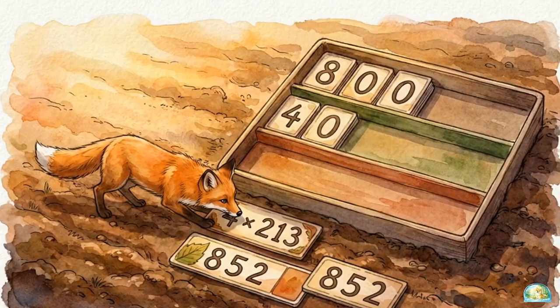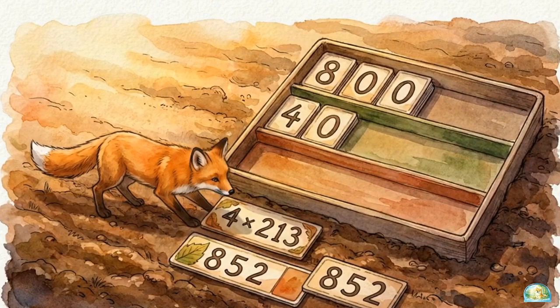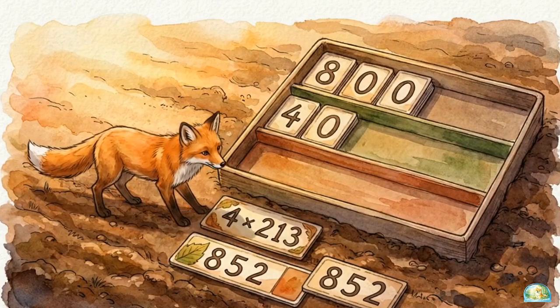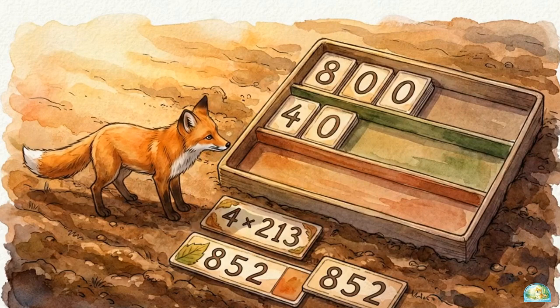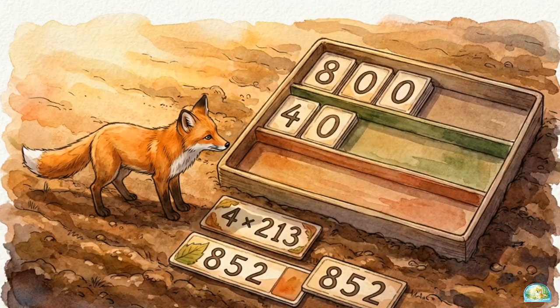Next, we move along the rectangle to the tens band. 4 times 10 yields 40. Finally, we multiply the smallest segment. 4 times 3 is 12. We have our 3 separate partial products. To find our final answer, we just add them back together. 800 plus 40 plus 12 gives us 852.